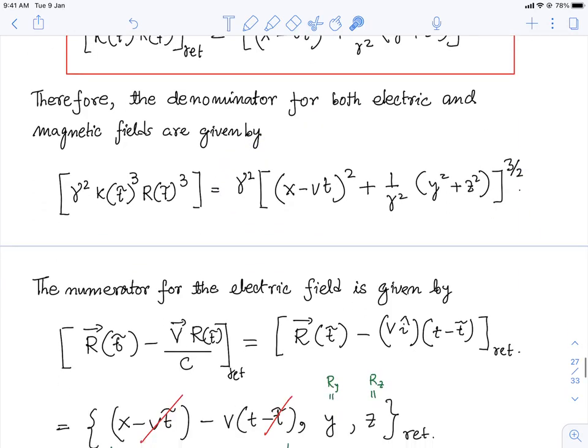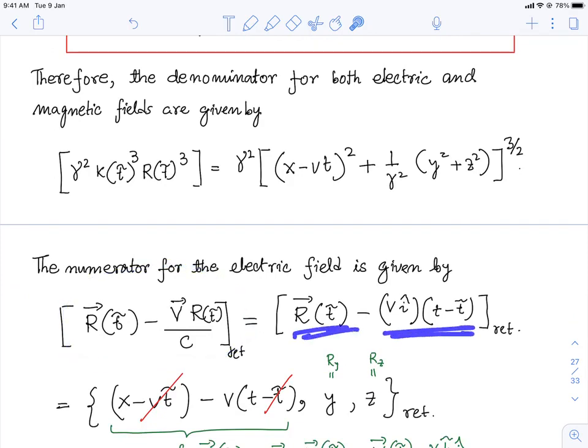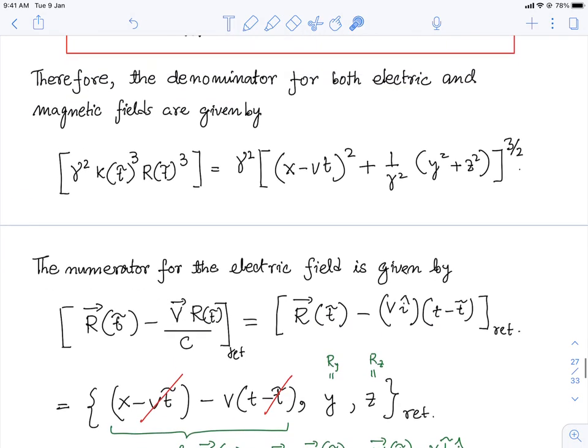And in the numerator for the electric field, I have this expression here. This is the r vector, this is the v vector, times r. Again, for r, I can use the retarded condition itself. You remember the retarded condition? The retarded condition was t tilde plus r(t tilde)/c equals t.